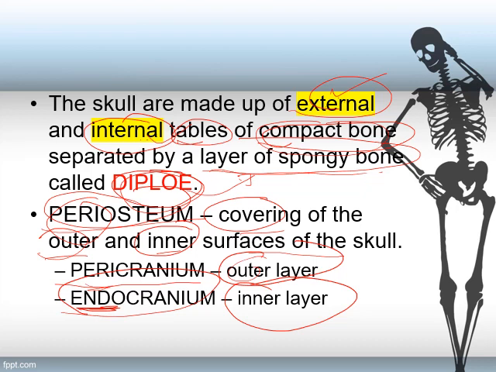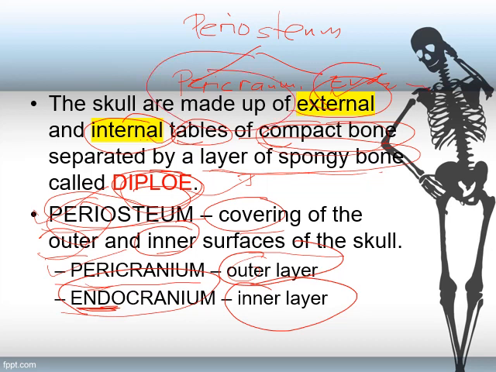Okay, so take note also that periosteum is different from pericranium. Periosteum is a generic term. So, we have here periosteum. Under that, we have pericranium and we have the endocranium. Okay? So, periosteum covers the pericranium and the endocranium. Pericranium is a specific layer that covers the outer layer of the skull, while endocranium covers the inner layer.